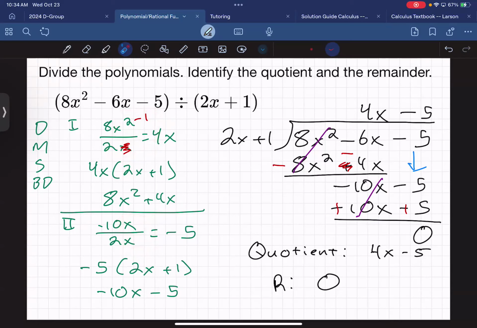Also, the second term in the original problem, the one after the division sign, 2x plus 1, that always goes on the outside. Yeah. So that's our divisor. What we'll say is that's going to be our divisor, or we'll put the little lowercase d of x. Okay. Our quotient we will put as q of x, because the big difference here is we're getting a function, right? 4x minus 5 is a linear function. Our remainder we'll put as r of x.